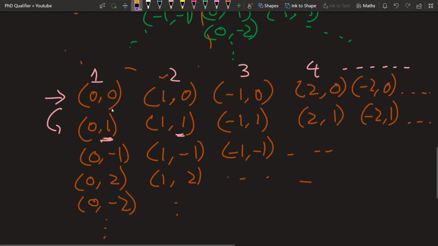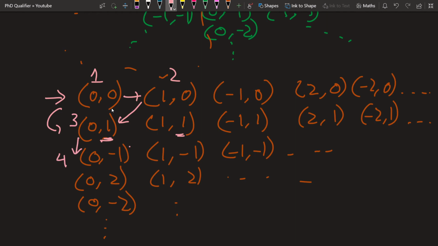So there is a way to address this problem, and it's like counting through a very zigzag motion. What I do is assign this as 1 and then move diagonally like this and assign this 3. Then I go down, assign this 4. Then I do this zigzag motion. I hope you can follow the pattern. This will ensure that all numbers are covered.